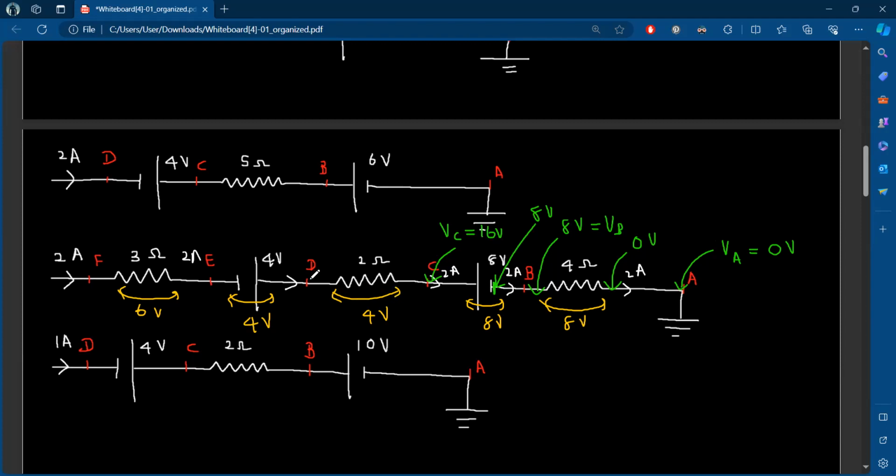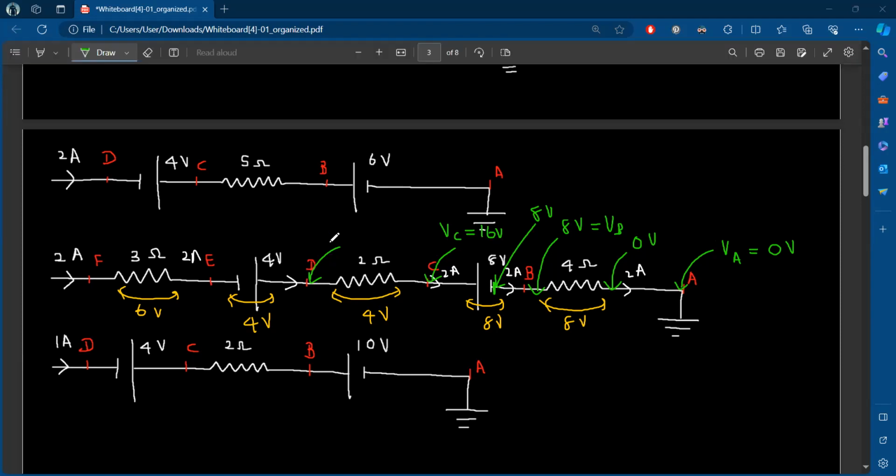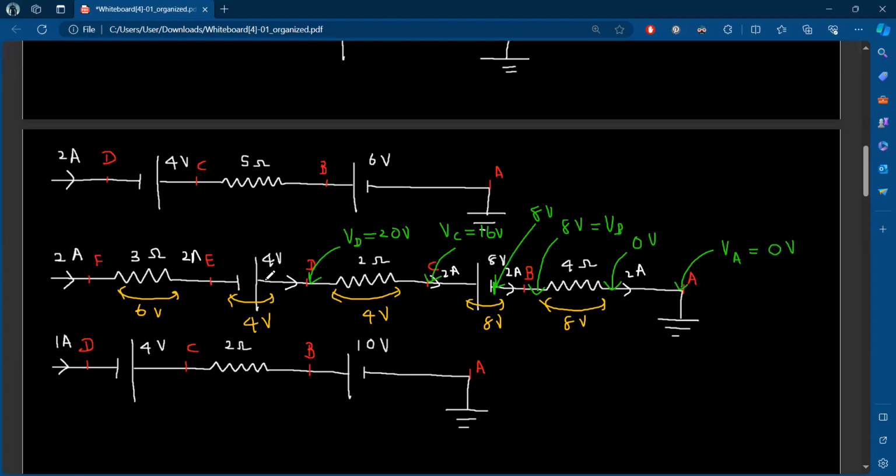4 volts. So what is the age of this one? 20. Yes, 20 volts. VD is 20 volts. Now, is this one the younger one or the older one? Older one. The older one's age is 20 volts. Then the age difference between the older one and the younger one is 4 volts. If the older one is 20 years old, what is the age of the younger one if there is a 4-year age gap?